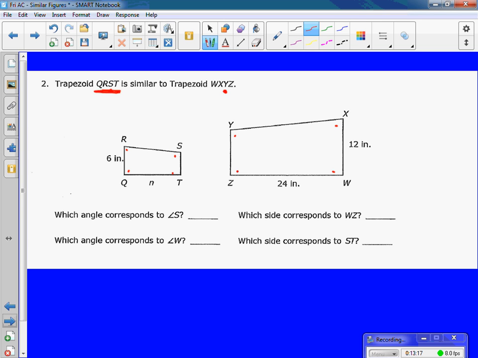But look at these statements because sometimes that'll help you if you're confused about which one it should be. So what matches up with W? W is right here, so it should be Q. And again, Q is in the first one, W is in the first one. What side with WZ? QT. And again, I can see that here. WZ should be QT. Which side corresponds to ST? That should be YZ.